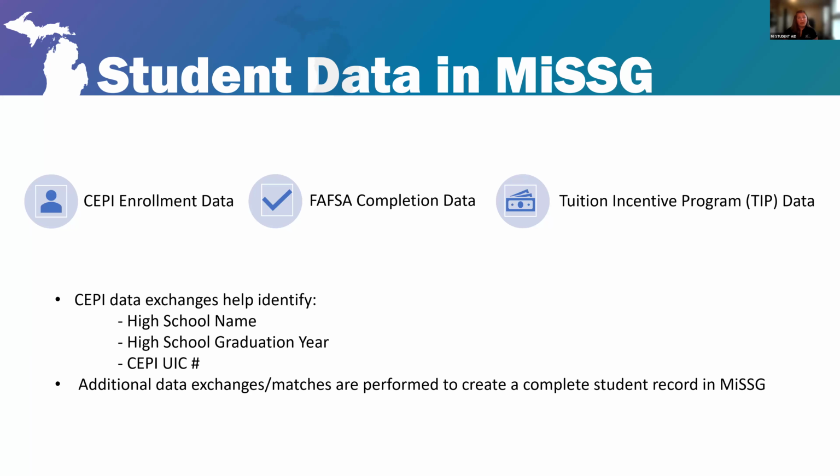And then what's happening after that is we're having additional data exchanges or matches with some of these other areas like FAFSA completion data. So once we start receiving FAFSAs from students in December, we're going to be doing some of that matching, right? Is this CEPI student, the CEPI UIC that we have for this student, the same student that we have a FAFSA now on file for? And then connecting those student records in MiSSG.